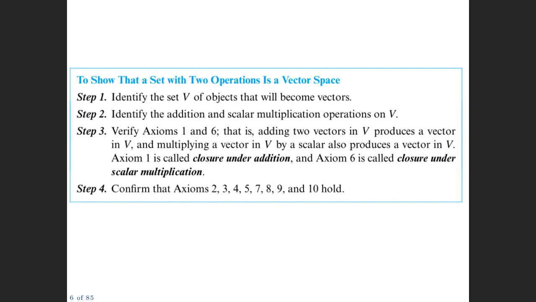Axiom 1 is called closure under addition, and axiom 6 is called closure under scalar multiplication. But that's not enough. We also need to check the other 8 axioms, axioms 2, 3, 4, 5, 7, 8, 9, and 10. If all 10 axioms are satisfied, then our non-empty set V is a vector space.